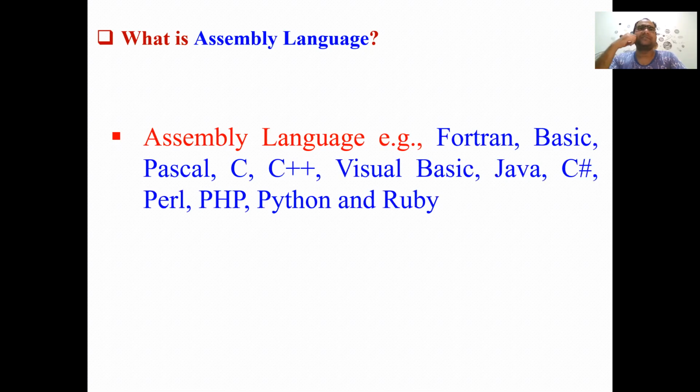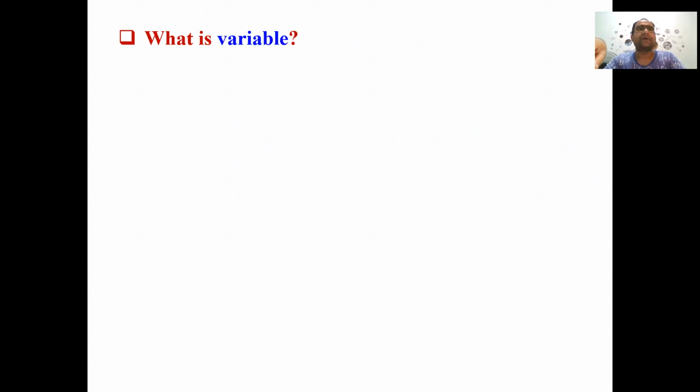The programming is very easy, with languages like Fortran, Basic, C, C++, Python, etc. Now we use a compiler. We don't use the machine language. The compiler helps to translate the programming language to machine language. That's it. So now, let's talk about the variable.